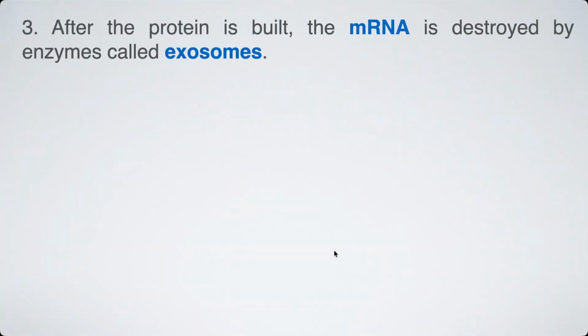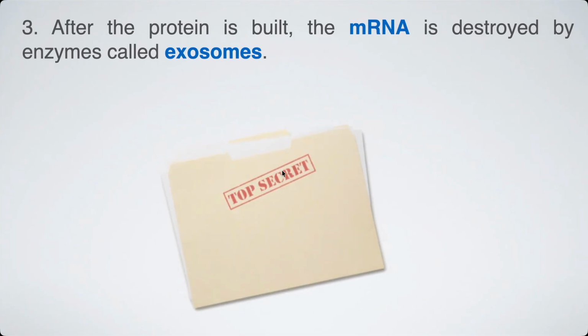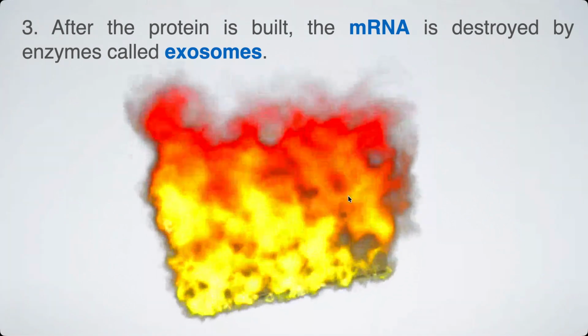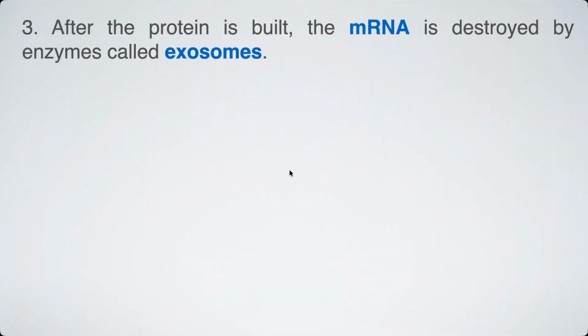And so keep in mind that once that protein is built, or once the nucleus no longer needs that protein to be built anymore, that secret message, that mRNA, needs to be destroyed. And it's destroyed by an enzyme called an exosome. They destroy the message because otherwise the protein would keep being built over and over again. And there are some genetic disorders where the exosomes do not get rid of that secret message, and so proteins just start to build up.